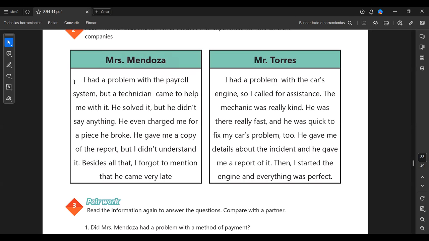For example, if I say, if I had a problem with the payroll system, I'm going to do the opposite. How would it be? I didn't have a problem with the payroll system. Okay, and then it says, but a technician came to help me with it. But what if I put it in negative? Didn't come to help me with it. Okay, and then he solved it. In the opposite, he didn't solve it. Okay? He didn't solve it.